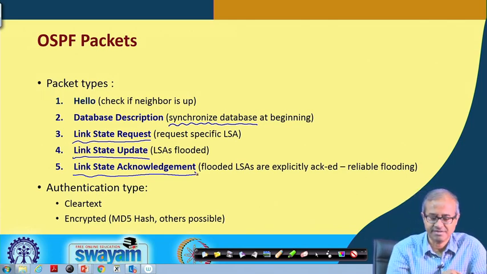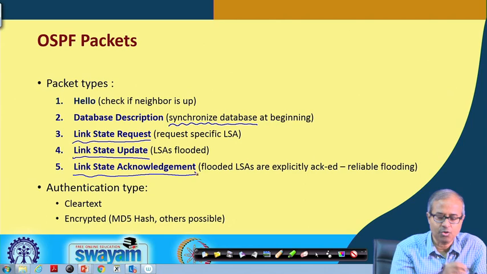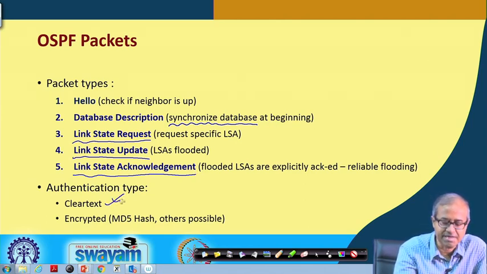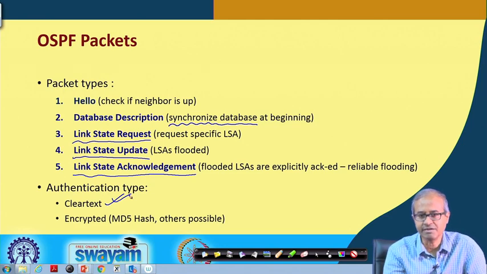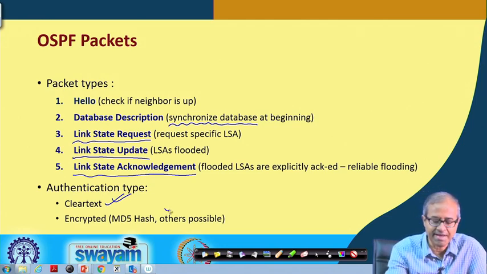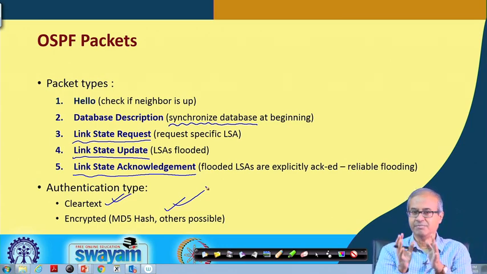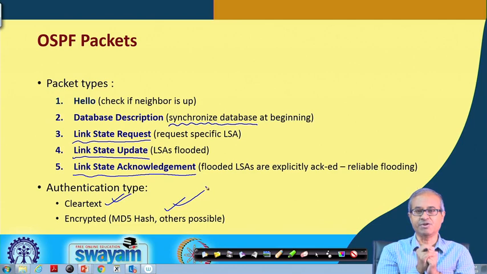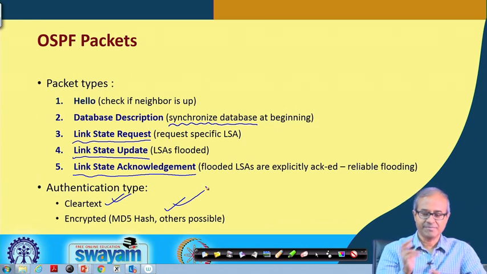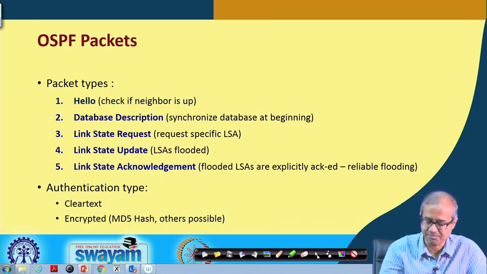And regarding authentication type, I said the simplest case may be clear text, where everyone can see what is going on, or you can encrypt it, so that if someone wants to hack my network and make changes in my routing table by altering these packets, it will be difficult to do so. Okay. These are the options which are available.